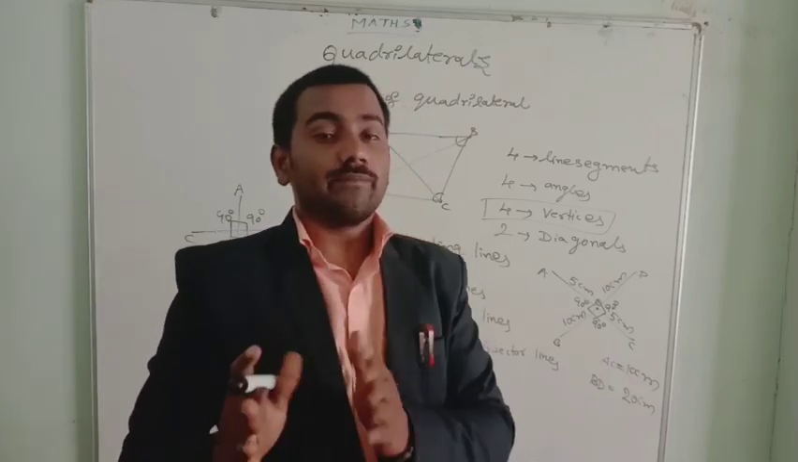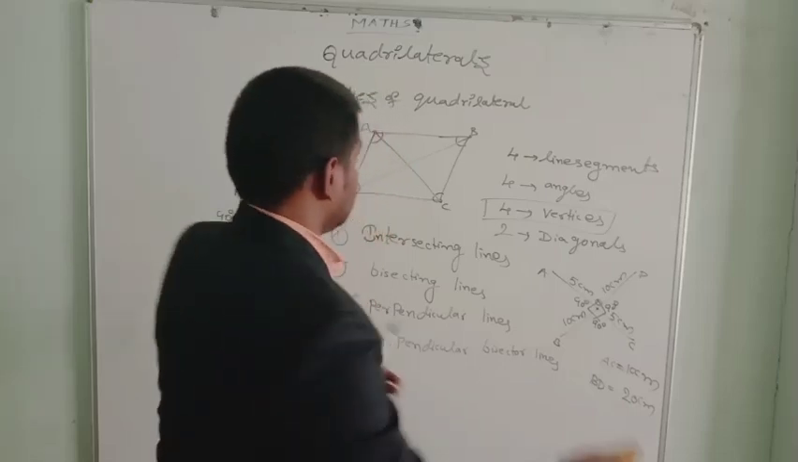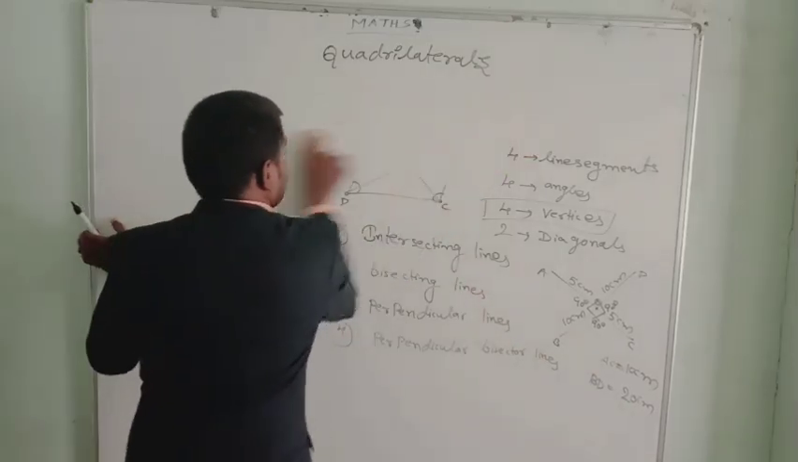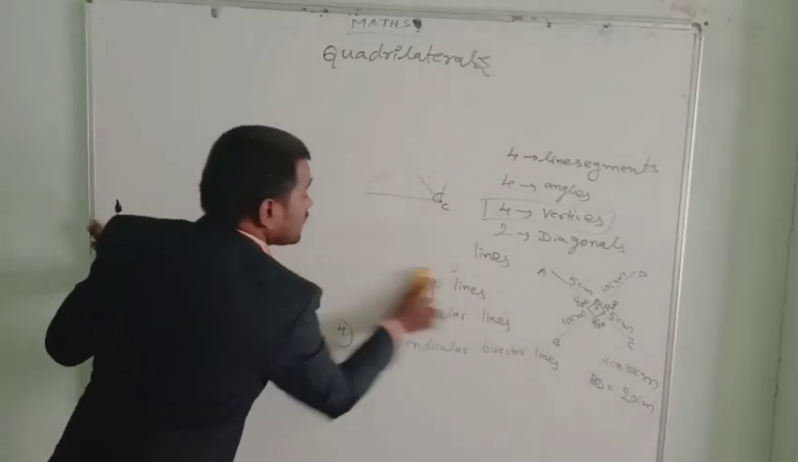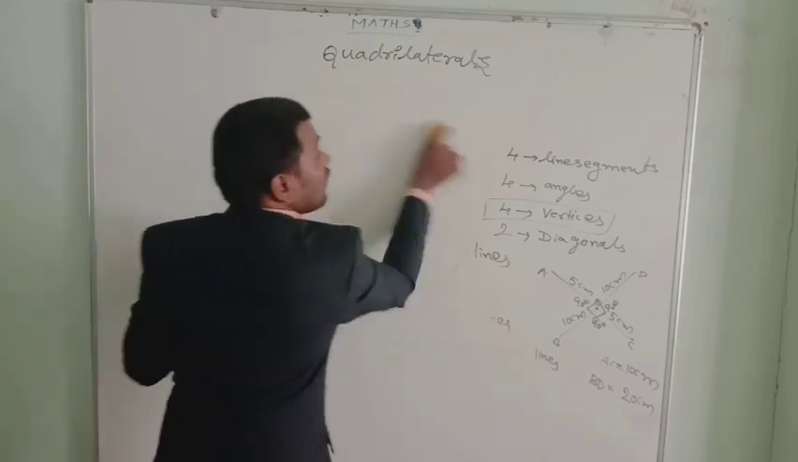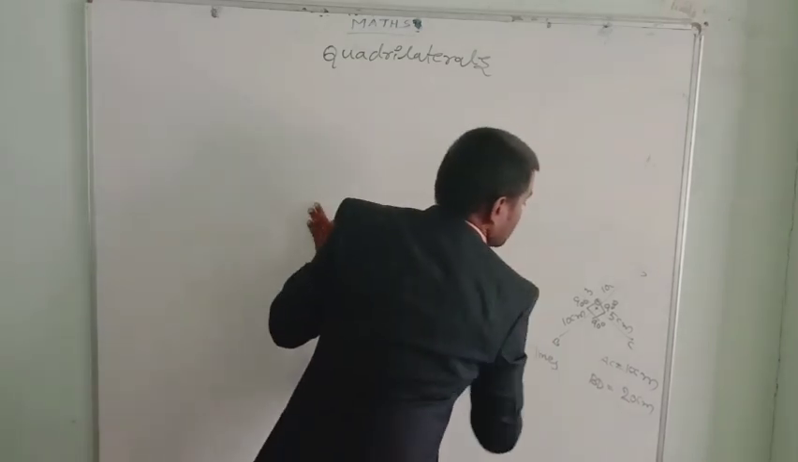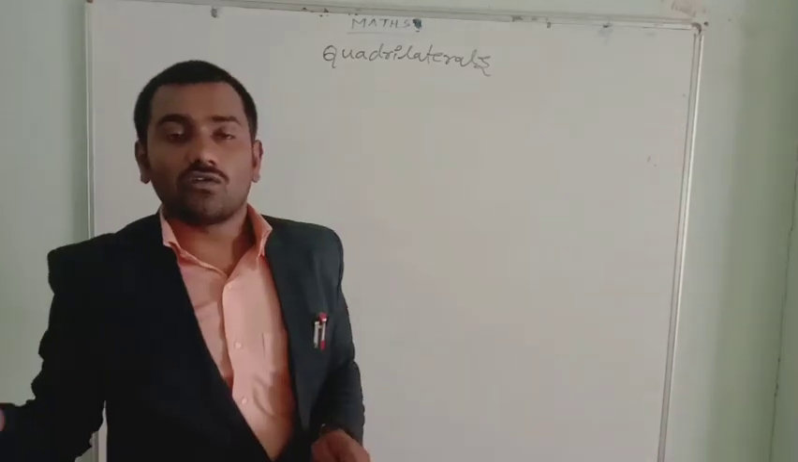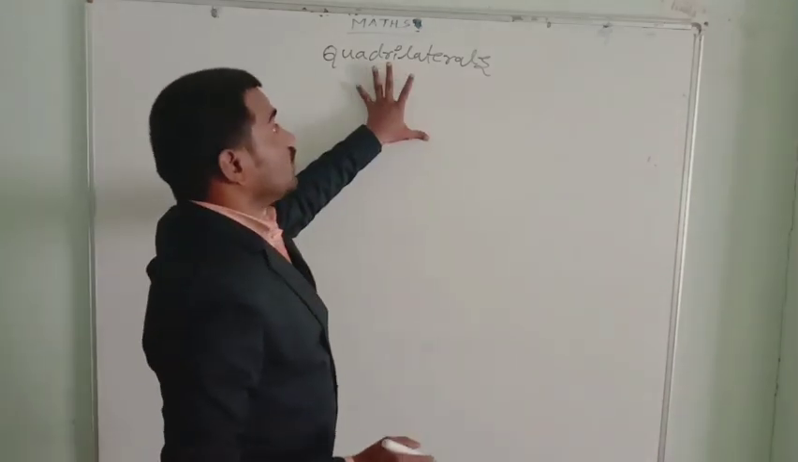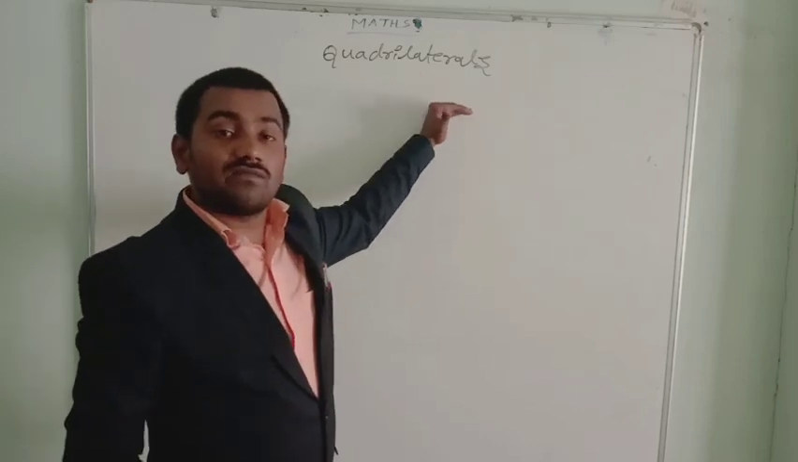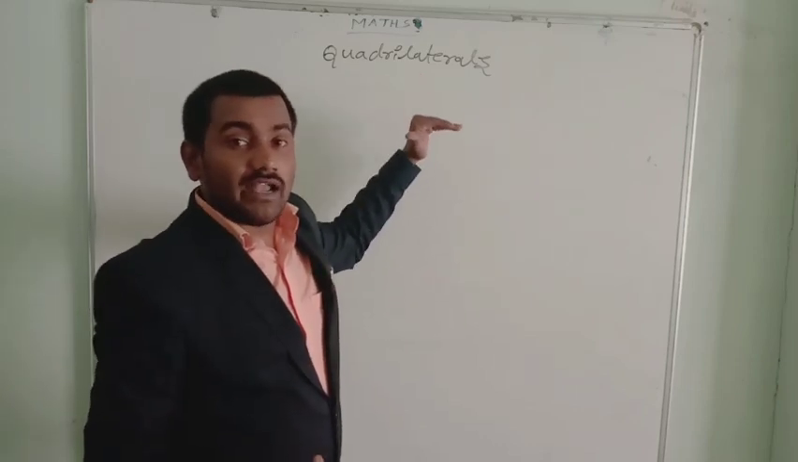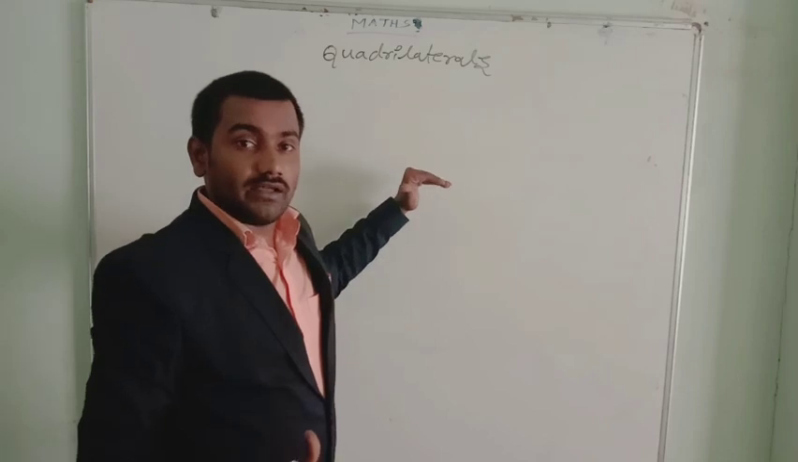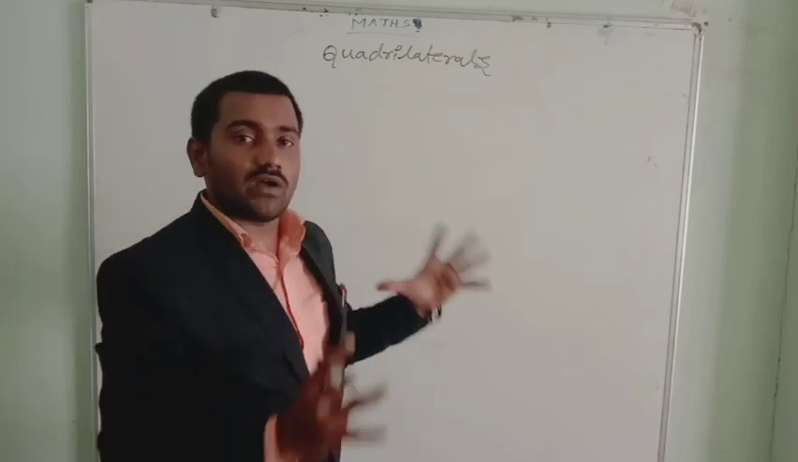Let's enter into the types of quadrilaterals. So till now we have learned the properties of a quadrilateral. That means what a quadrilateral has: four line segments, four angles, four vertices and two diagonals. So here, based on the length of the line segments, the position of angles and the length of the diagonals, we have different kinds of quadrilaterals.